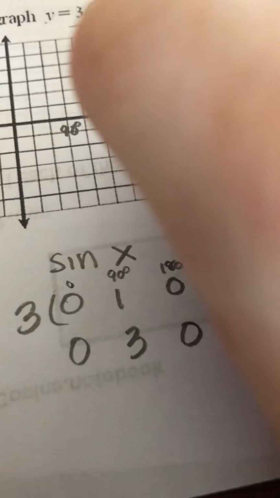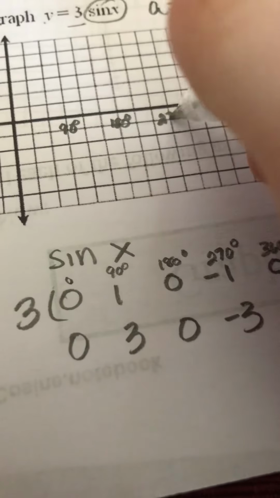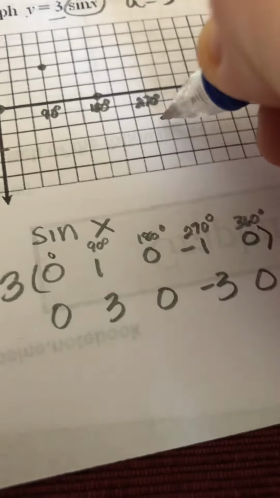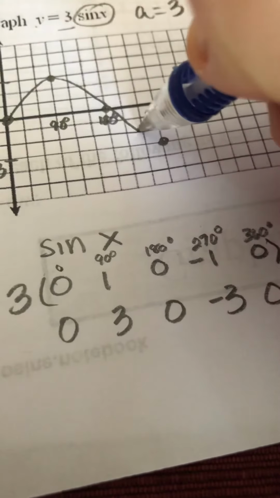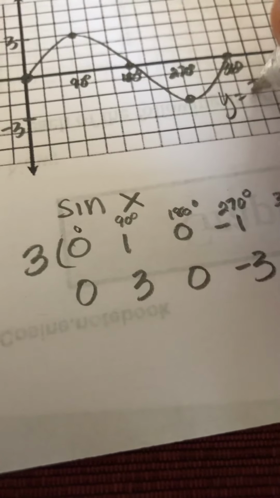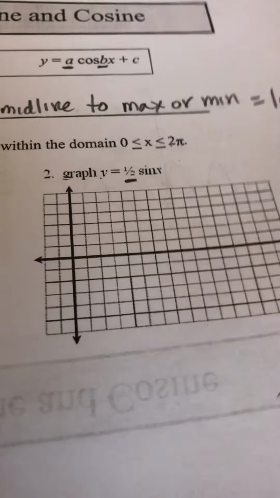So if we go up here, we're going to label the way we did the other day: 90, 180, 270, and 360. And we need to go 3 and -3. So 0, 3, 0, -3, and 0. And when we connect, it's a curve. It's not sharp points. It's a curve. And we label it y equals 3 sine x. Now, why don't you guys try the 1/2 sine x on your own?